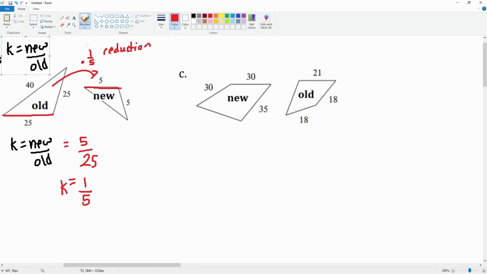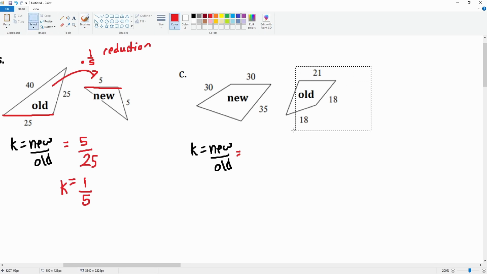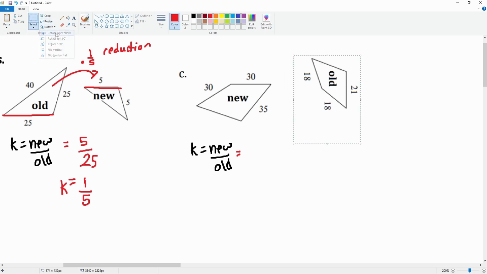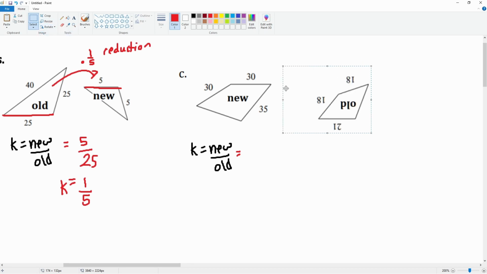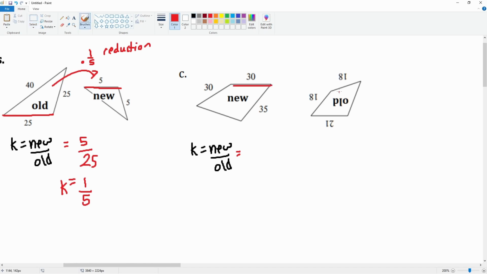It is the same formula as before. K is equal to the new divided by old. Let's now, hold on, let's see. I think I might have to rotate this to match. Does it match now? Yeah, for the most part. And here we go. This is a 30 and this is an 18. So the old is 18, the new is 30.